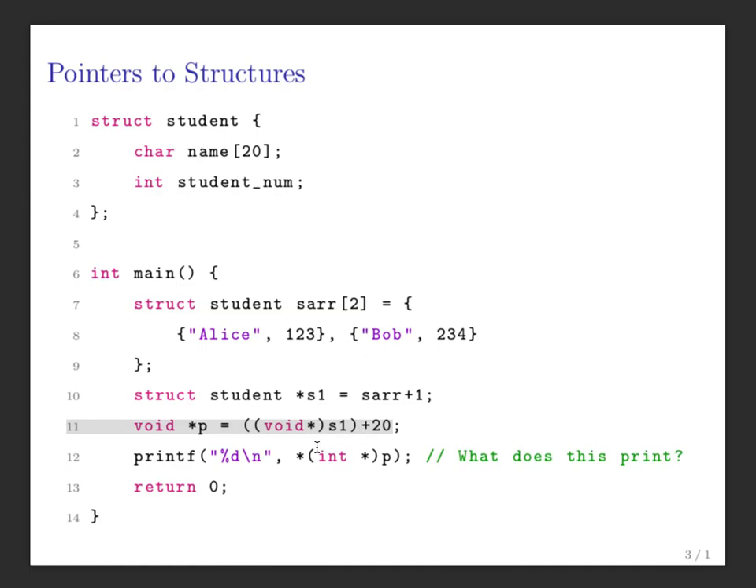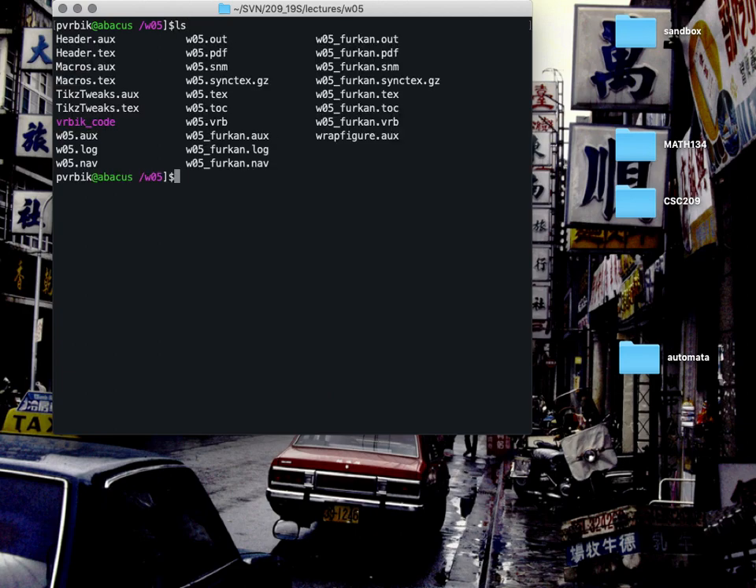If I then cast that as an integer pointer, it's going to go ahead and interpret the following 4 bytes as an integer and print it. So if I print, what should it print? 2, 3, 4. So I'm just going to show you that that is the case.